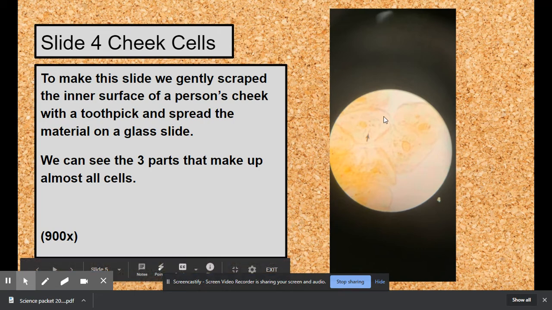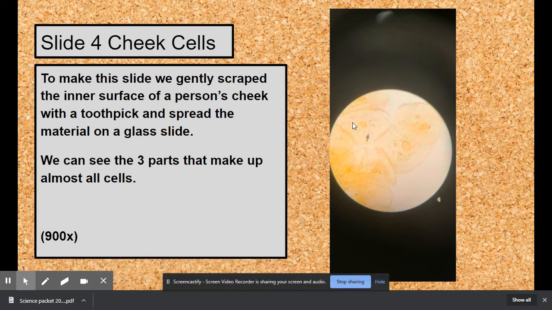So take a look. See if you can figure out, can you find the nucleus in this? Can you find the cytoplasm? Can you find the cell membrane? Go ahead and draw that. Pause it, draw it.